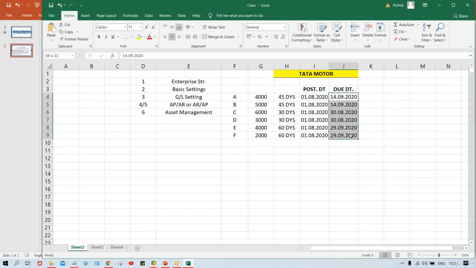So look at here, guys. Is it possible to calculate the due date manually? Thousands of vendors are there. Thousands of invoices are going to be posted on daily basis, right?